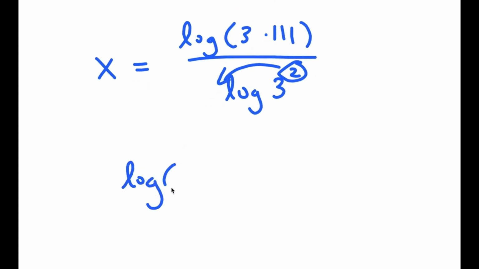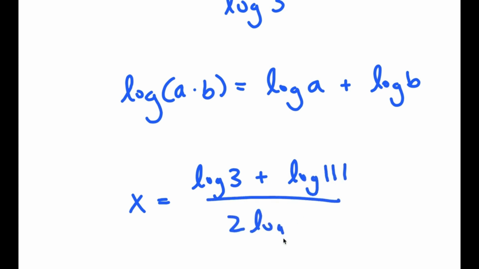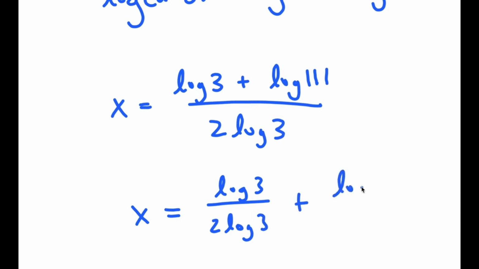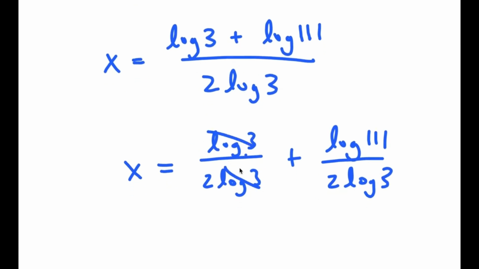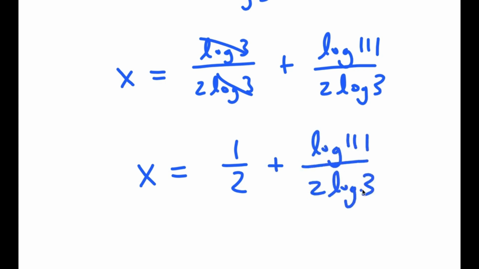Another property of logarithms is that if I have something in the form log a times b, this is equal to log a plus log b. So I get x is equal to log 3 plus log 111 over 2 times log 3. And this is equal to log of 3 over 2 times log 3 plus log of 111 over 2 times log 3. So now these two cancel out, and I get x is equal to 1/2 plus log of 111 over 2 times log 3.